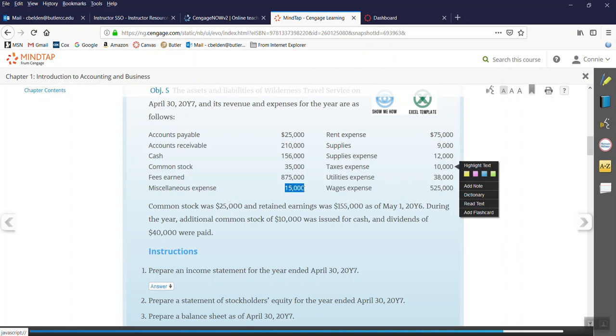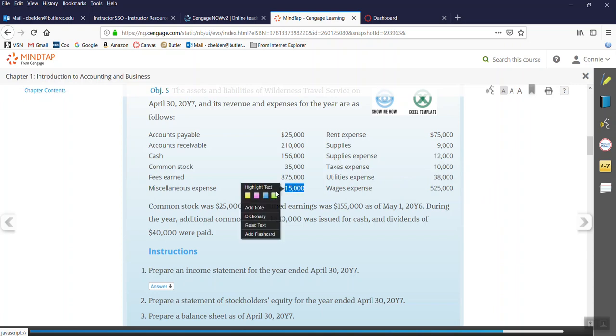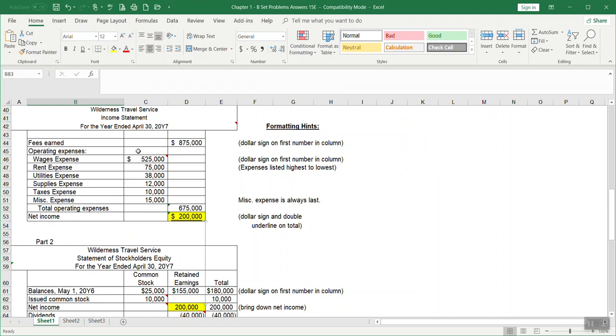Now, notice that miscellaneous expense is more than supplies and taxes expense at $15,000, but miscellaneous is always going to be listed last, no matter how much it is. So when we put it into an income statement, it's going to look like this. First of all, your name of your company, followed by income statement, followed by for year ended, or it could be month ended, or quarter ended, and the ending date.